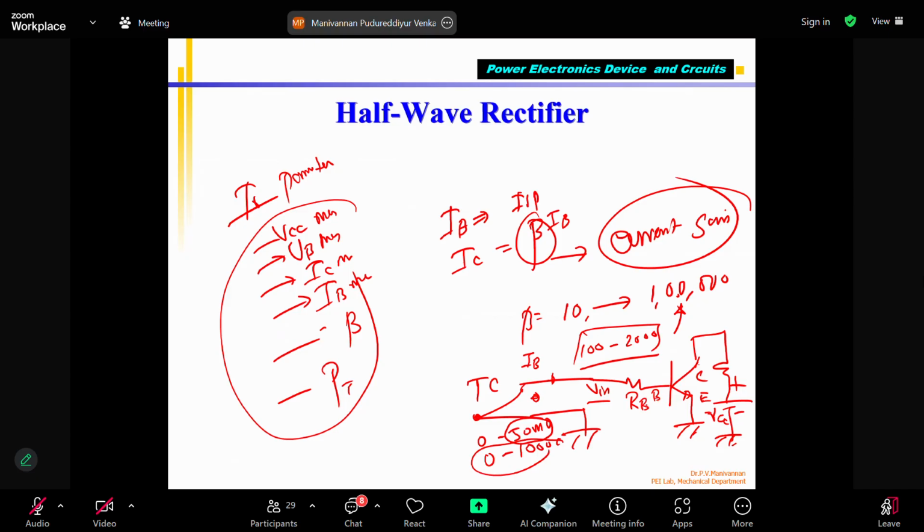And due to this, there's a current going. This current is called IB because the current is entering the base. What is the formula for IB? It is Vin minus 0.7 divided by R. Yeah, Vin minus 0.7. Sir, then it will be VB minus VBE minus VBB, right? Yeah, 0.7 will be VBE.